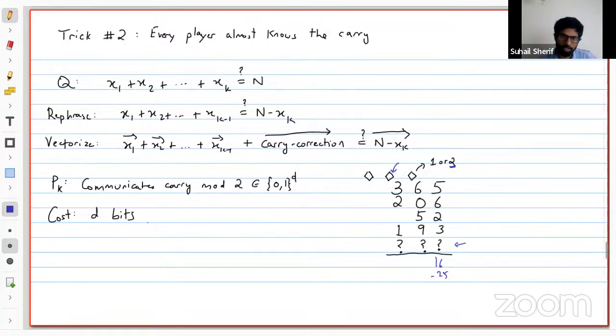If you're just communicating the carry modulo 2, now you're only communicating d bits, 1 bit for each of these. So it still hasn't improved upon our original protocol, but at least we've gotten back to d bits. We're no longer worse than before. And now we need one final trick, which again, we're borrowing from Daniel and Strideman and Green.